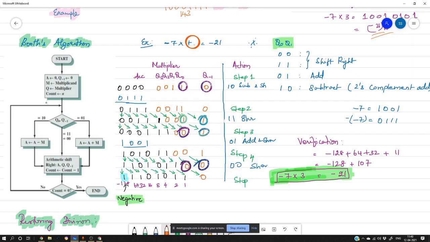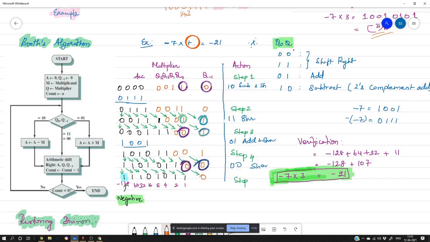So let's check how it actually works. Have in mind that this is Q0 and Q minus 1. This is not Q1, it is Q minus 1. So check the bits Q0 and Q minus 1. This table you have to remember. If both these bits have the value 0, 0 or 1, 1, then you simply shift right. If the bits are different, if it is 0, 1 or 1, 0, then for the case of 0, 1, you add the number, and for the case of 1, 0, you just subtract the multiplicand.